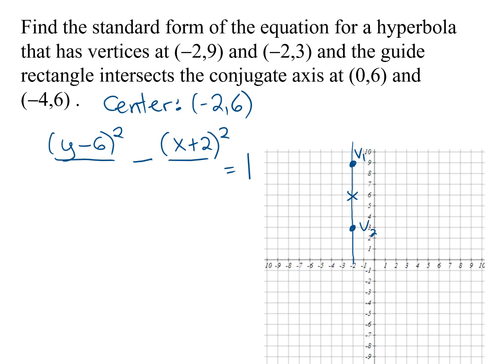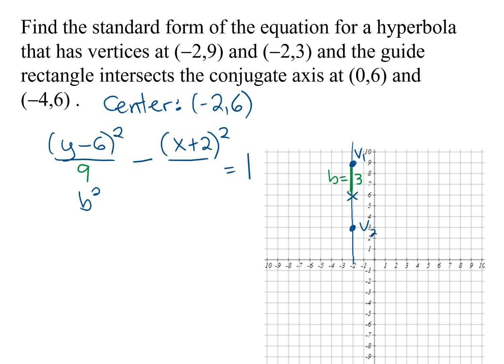Now let's see if we can figure out, we know underneath the y squared is b squared. I can find b because b is how far from the center I would need to go in the y direction to get to a vertex. And you can see that b is going to be 3. So if b is 3, then b squared is 9.